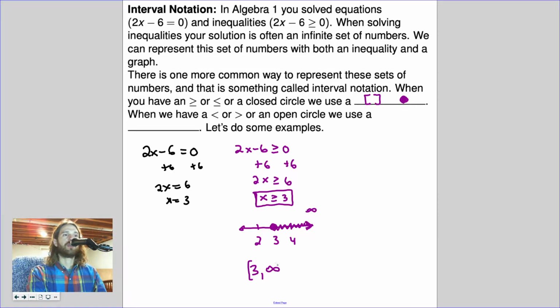Anytime we have infinity, well, infinity is something that you can never get to. It's not included in our solution set because it's not a destination. It's more of a direction. Since you can never get to infinity, we actually use parentheses, and I'll get to that in just a second. So basically, the square bracket and the closed circle indicate things that are included in the set of numbers.